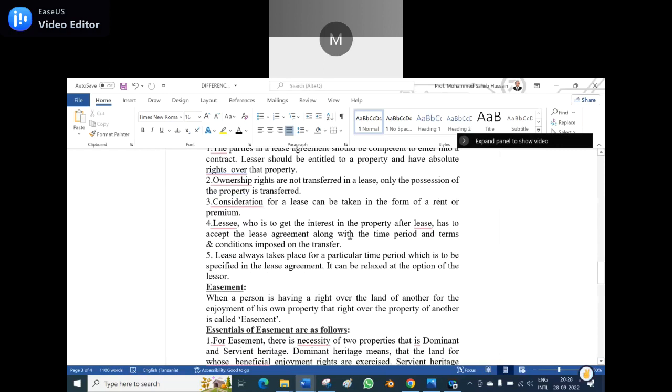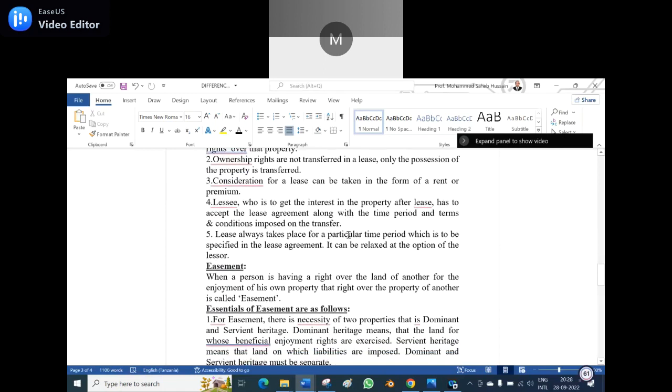Number three, consideration. For a lease it can be taken in the form of a rent or premium, both ways. And the fourth, the lessee who gets the interest of the property after lease has to accept the lease agreement along with the time period and the terms and conditions imposed on the transfer. So it is self-explanatory. It doesn't need any explanation at all. The fifth, lease always takes place for a particular time period, which is to be specified in the lease agreement. It can be relaxed at the option of the lessor.